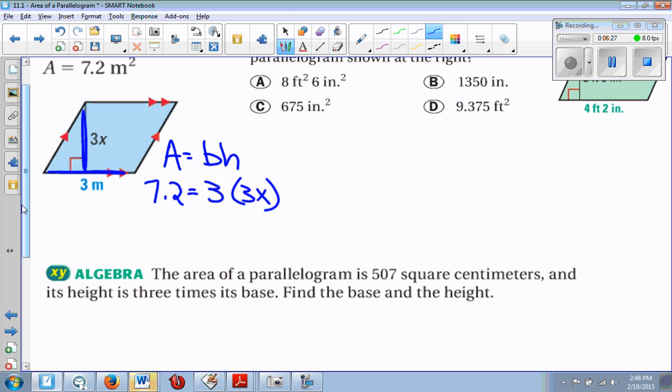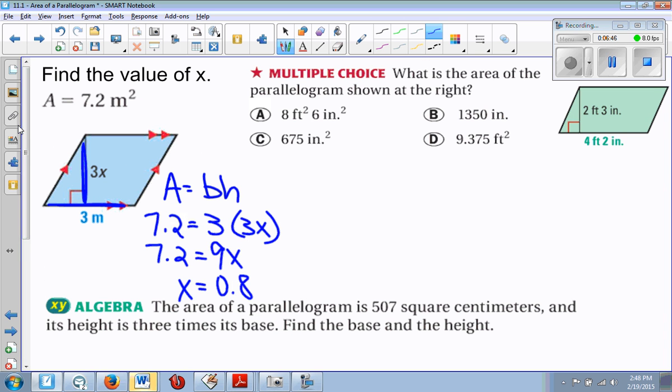The right-hand portion, 3 times 3x is 9x. And if I want to solve for x, all I have to do is divide. Dividing by 9 gives me 0.8 as the value of x.